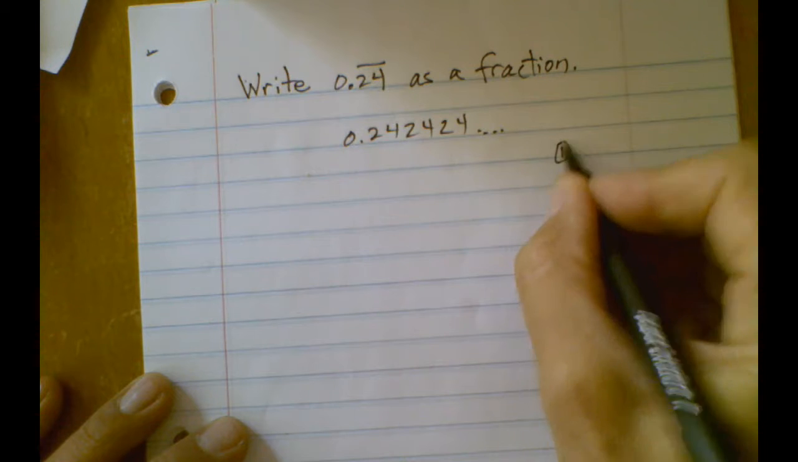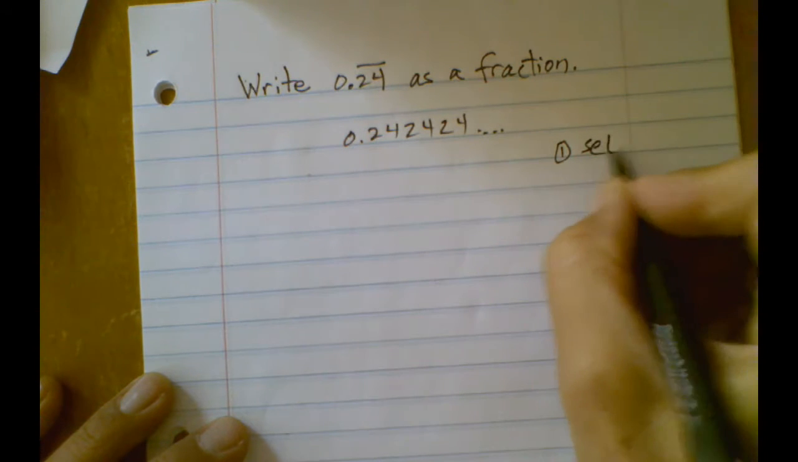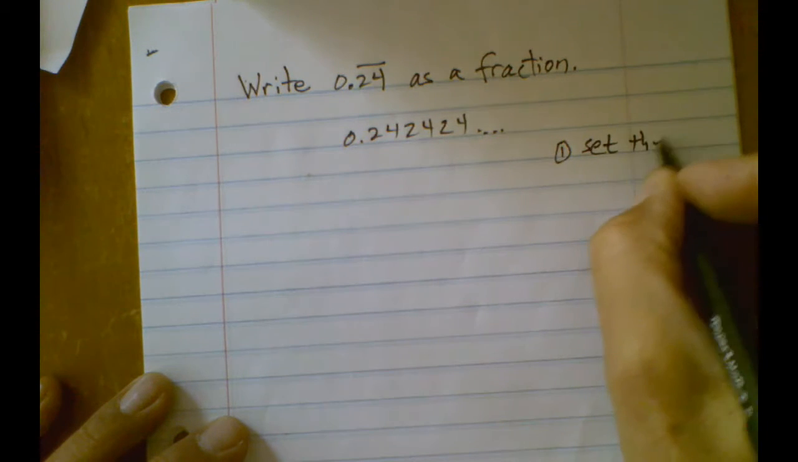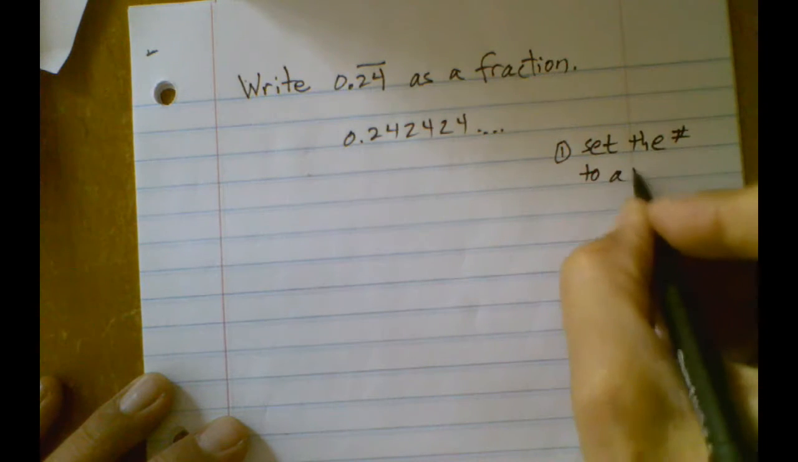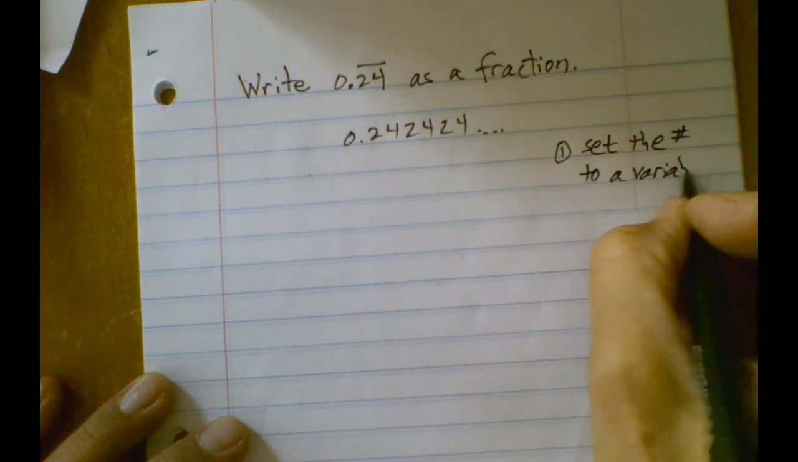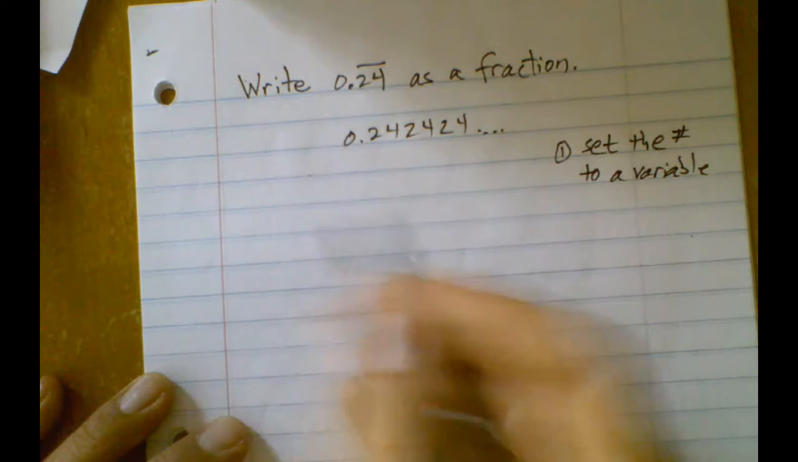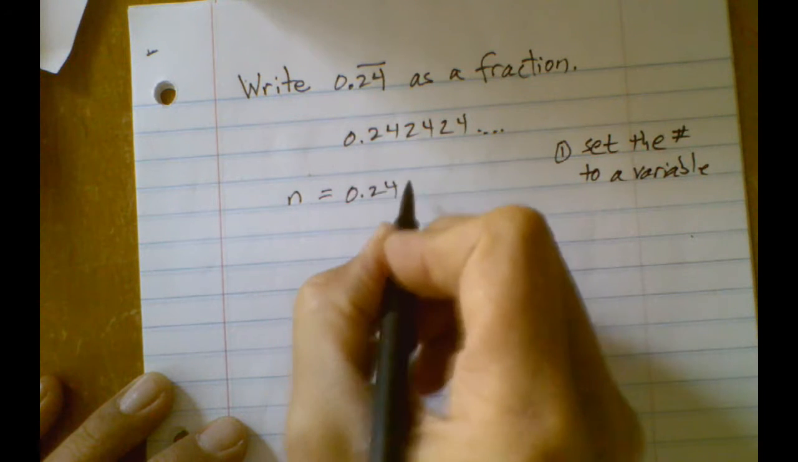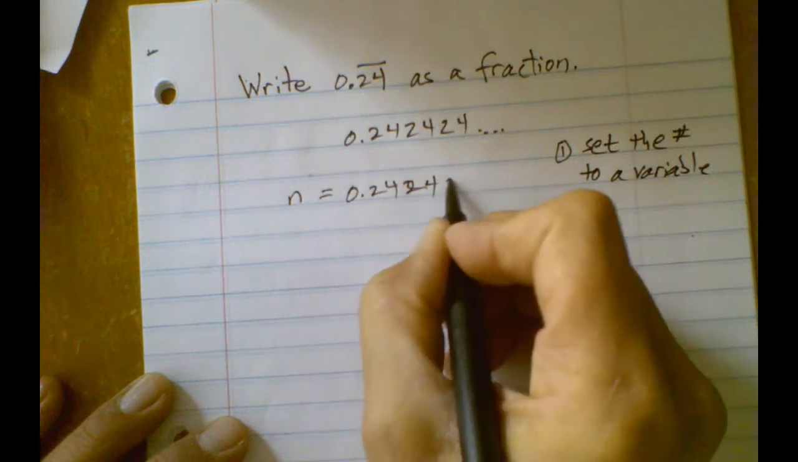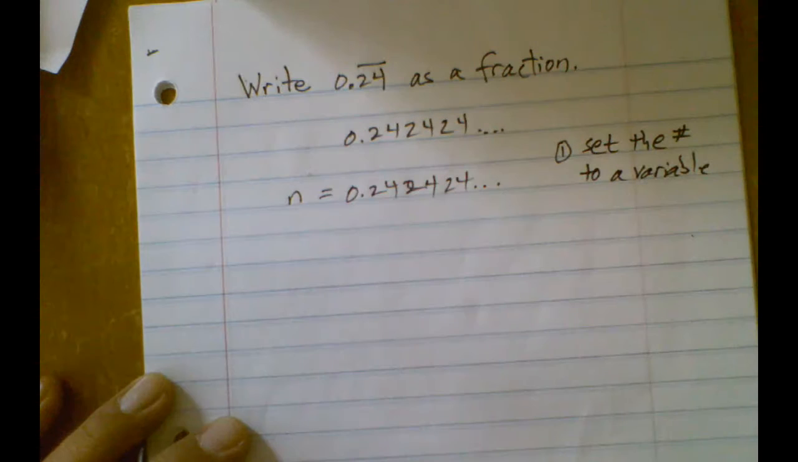Step 1, we're going to set the number to a variable. Well, what does that mean? That means I'm just going to pick a letter, say n, and write n equals this number, 0.242424, dot, dot, dot.